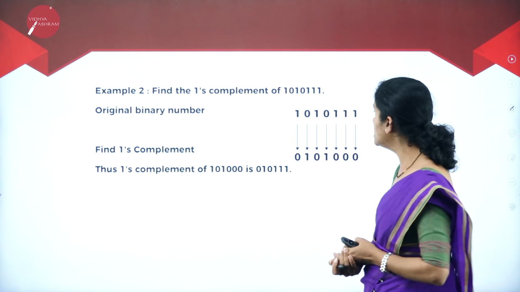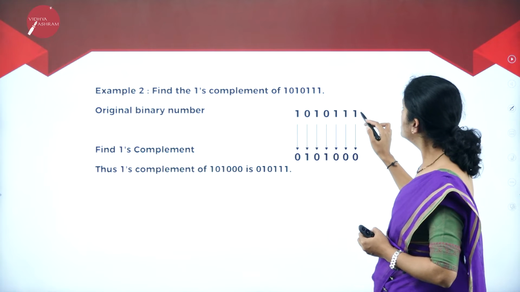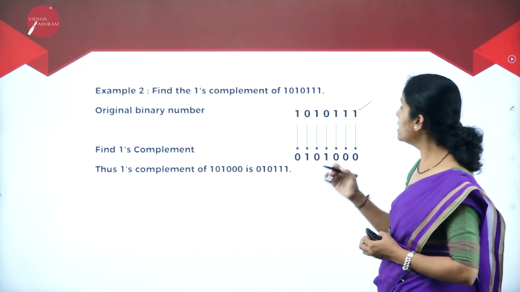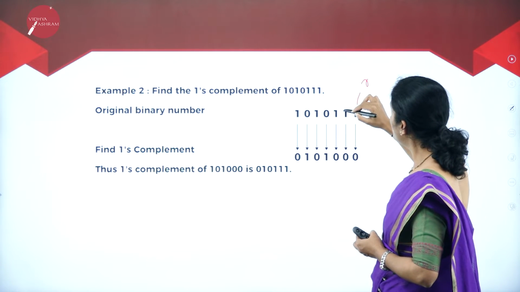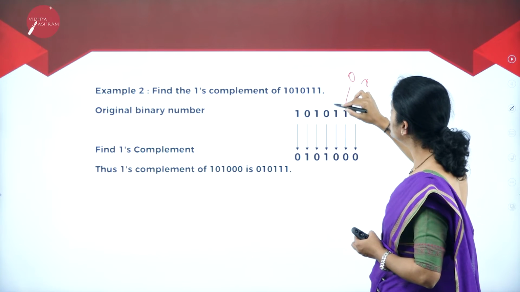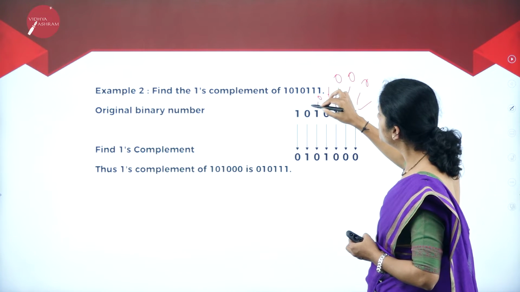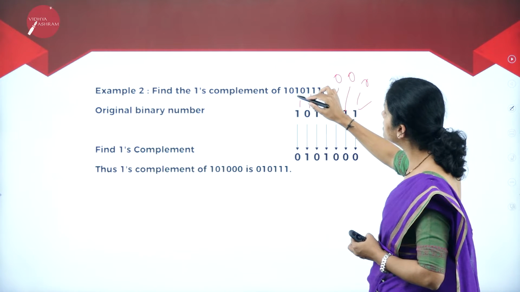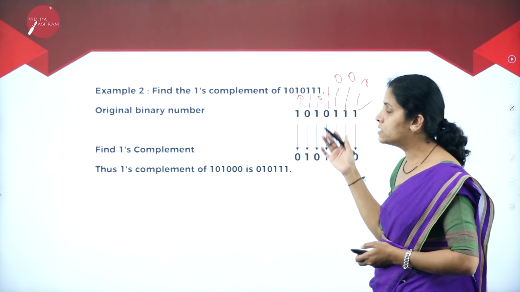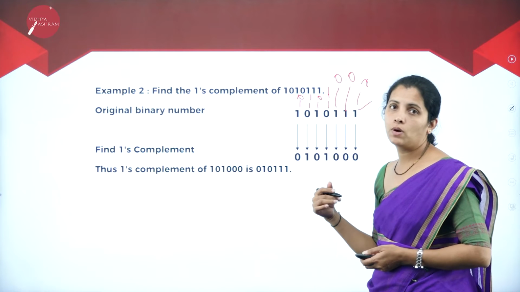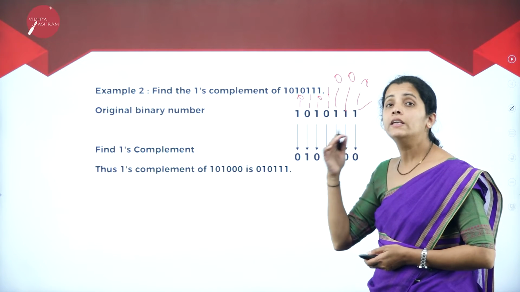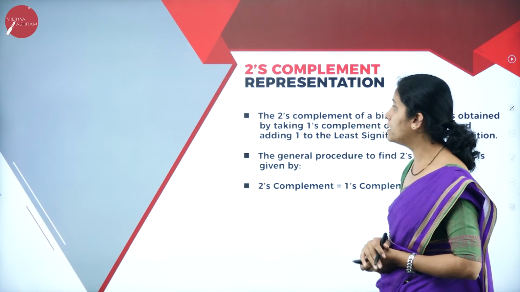Now, consider another example here. I have 1. For 1, I will write 0. For this one, I will write 0, this one 0, this 0 it is 1, this one 0, this one it is 1 and it is 0. So, this is the way I can find the ones complement of a given binary number.